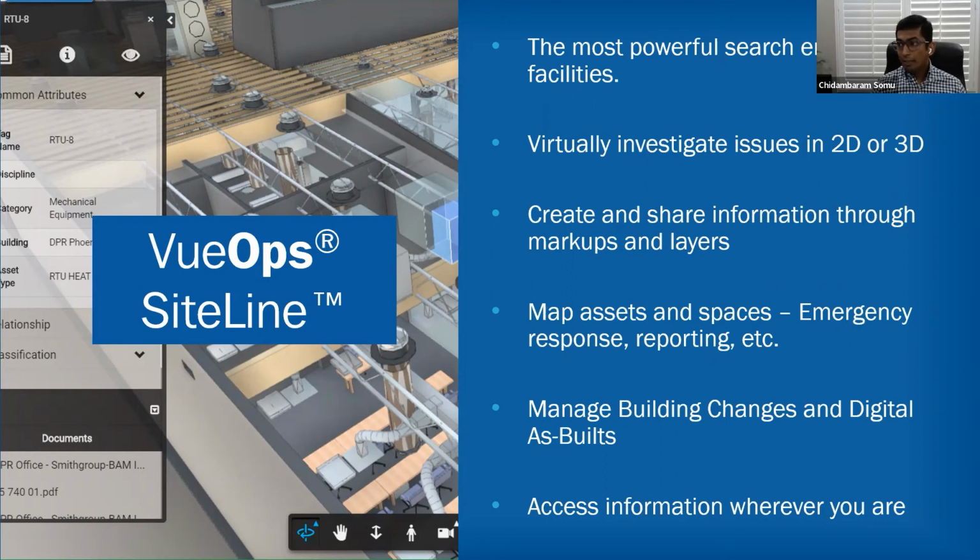And the facilities team can virtually investigate issues either in 2D or 3D. Using our brand new PDF viewer, users can create and share information with external or internal stakeholders. Users can map assets and spaces for documentation, emergency response, reporting, and for more workflows. And we are also introducing a simple and practical way to manage as-built changes and changes that happen over the building lifecycle. And all of this information is accessible through any device, either a desktop or a mobile. Wherever you are, you can access all of this information. All you need is a device.